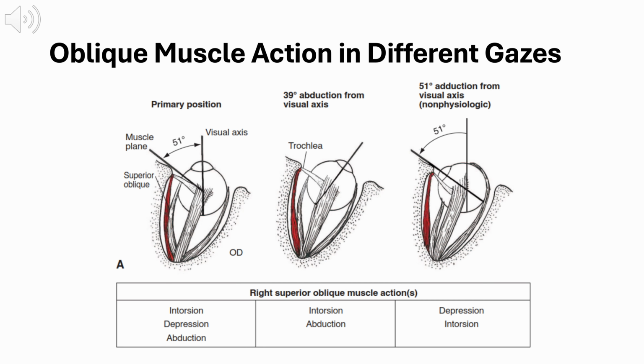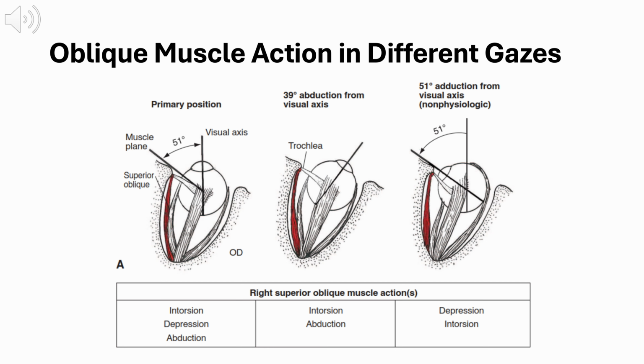Here, we're looking at how the superior oblique changes its effect as gaze shifts. In primary position, the superior oblique muscle plane sits about 51 degrees off the visual axis. Because of that angle, its strongest effect is in torsion, with depression as a secondary action and abduction as a smaller tertiary effect. When the eye moves into about 39 degrees of abduction, the visual axis becomes nearly perpendicular to the superior oblique's muscle plane. In this position, the vertical component drops out, and the muscle acts mainly as an intorter with some abducting effect. This is where torsion is most isolated.